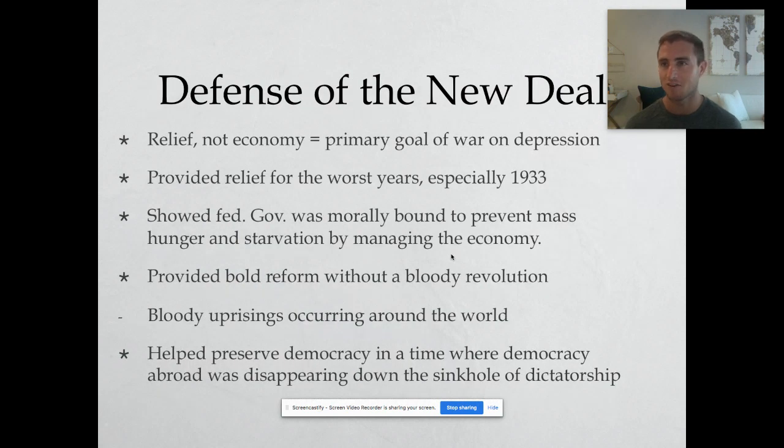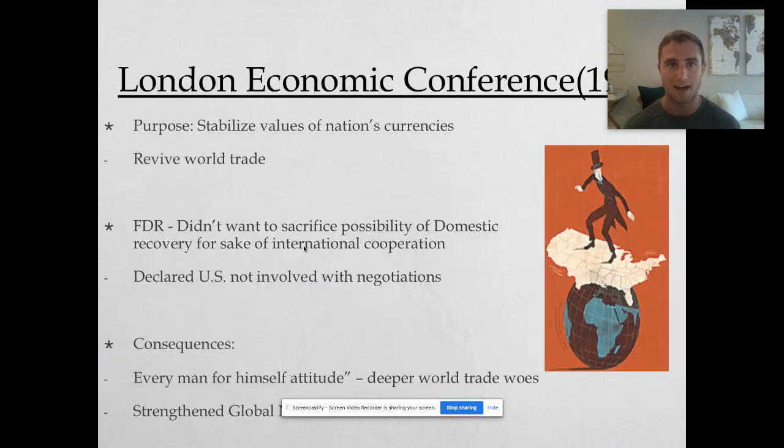But what about some defenses of the New Deal? The goal wasn't perhaps to cure the Depression, it was to give relief, in which it did. It especially provided relief during the worst years in 32 and 33. It also showed that the federal government cared about the American people and that was bound to help fight against it. As FDR said, no one's going to starve. And he meant that. And obviously, this is a different tone than Hoover took, and perhaps helped preserve democracy in a time where economic hardships were leading to overthrows throughout the world. Obviously, there are many examples of that in Germany, for instance.